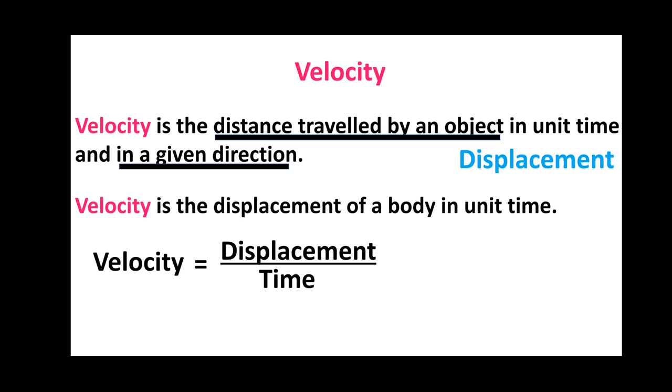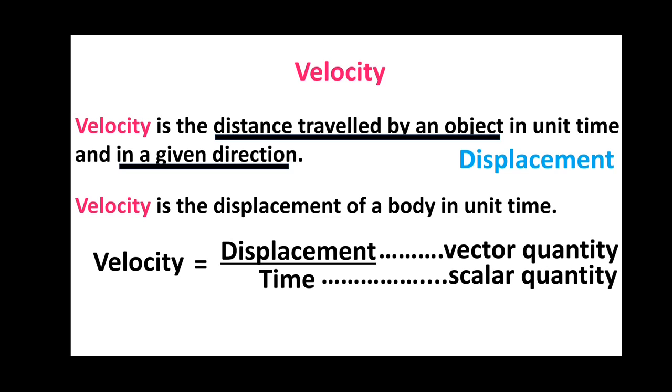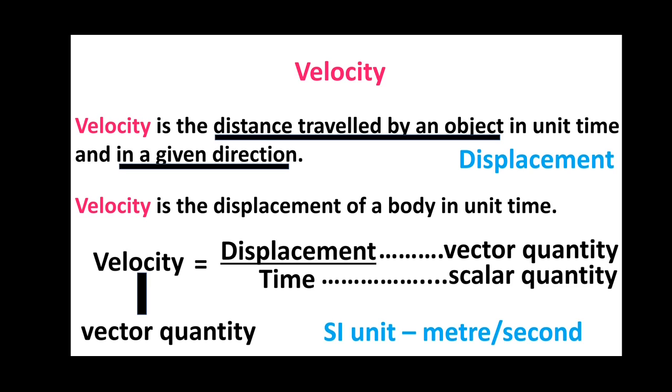We know that since the displacement shows direction, it is a vector quantity and time is a scalar quantity. Since displacement is a vector quantity, velocity is also a vector quantity. Its SI unit is meter per second, which is same as that of speed.